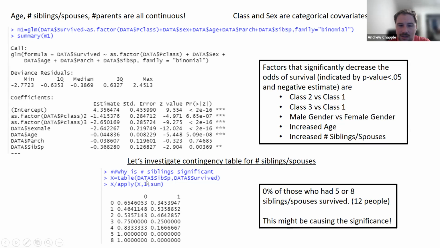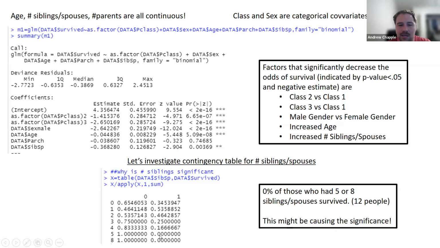So I just looked at this, I looked at siblings and then whether or not they lived. About 34% of the people that had no siblings or spouses lived, compared to 53% that had one. And then it goes down quite a bit after. So the difference we might be seeing is that out of the people that had 5 or 8 siblings, that was 12 people and none of them survived.